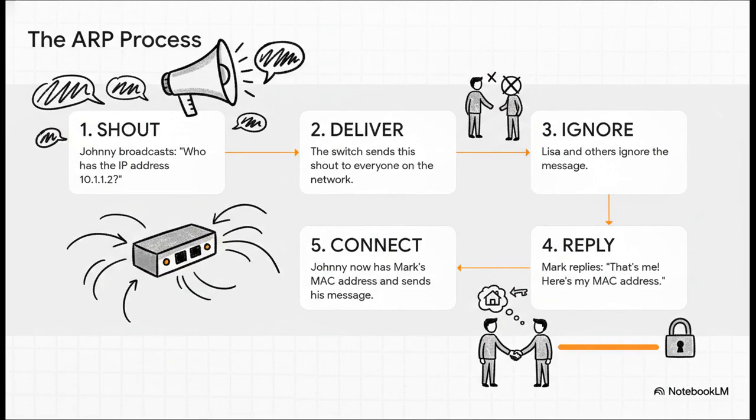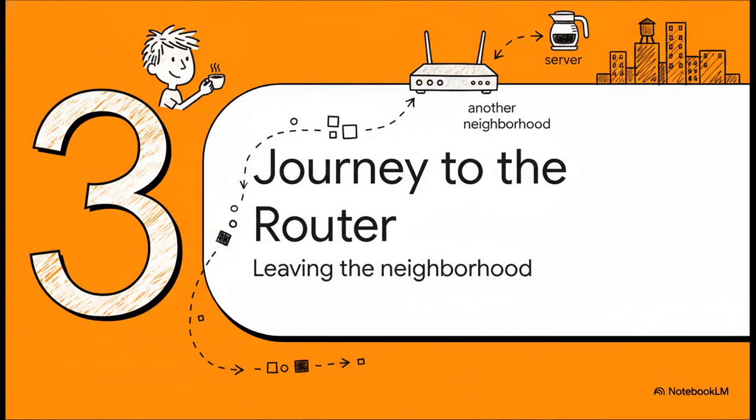And honestly, it's pretty simple. Johnny's computer basically just shouts out to the entire network, "Hey, who here has the IP address 10.1.1.2?" The switch makes sure everyone hears this shout. Lisa hears it and ignores it. But Mark's computer goes, "Oh, hey, that's me. Here's my house number." And just like that, bingo, Johnny has the MAC address he needs to talk to Mark directly. All right, local communication sorted.